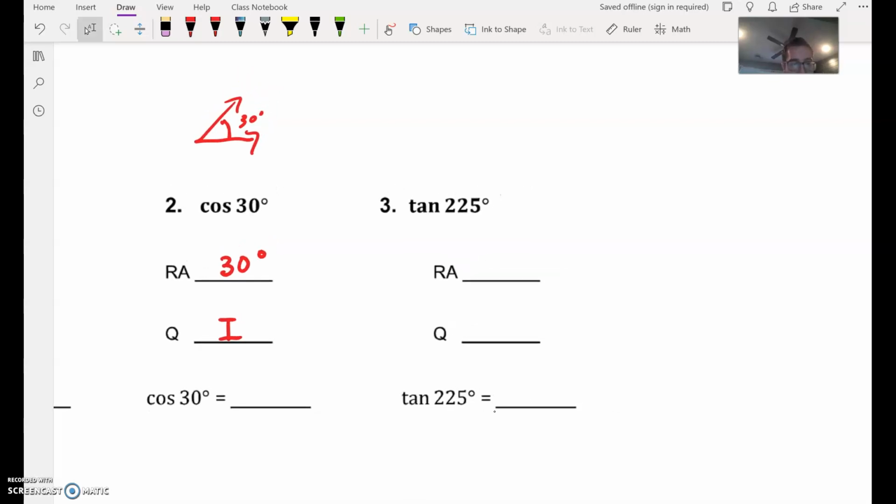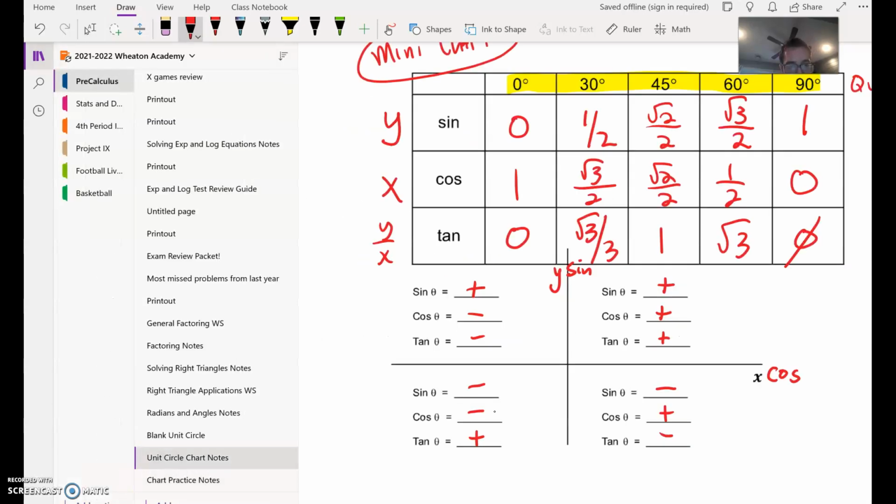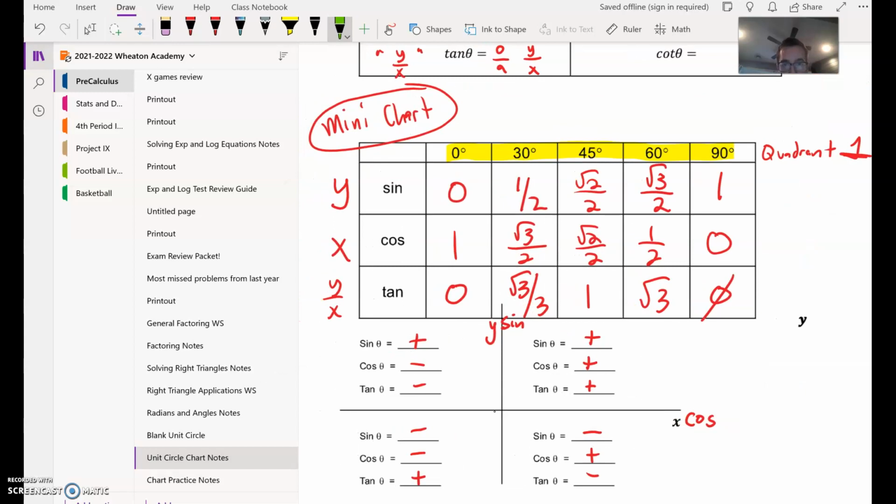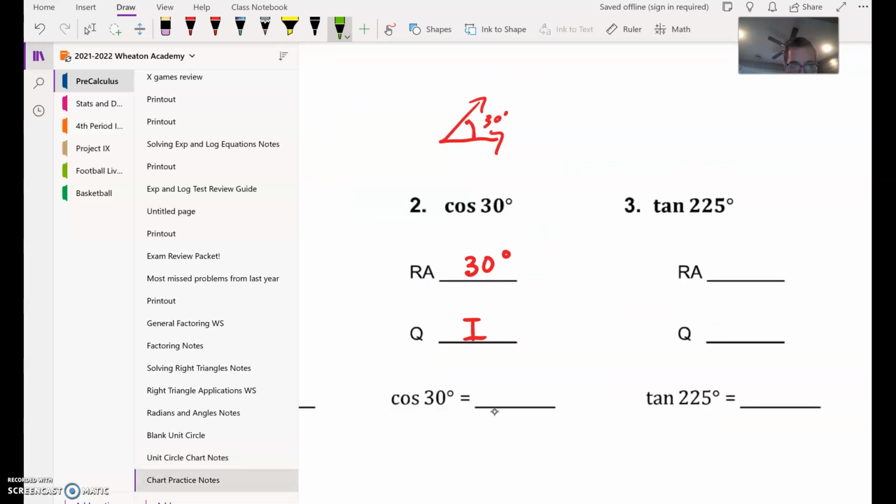So then we go to our chart. What is the cosine of 30 degrees on our chart? We look back at this. Okay, I'm switching to green. Cosine of 30 degrees, that is right there. The square root of 3 over 2. So the cosine of 30 degrees is the square root of 3 over 2. Okay, so when it's quadrant 1, it's going to be just straight off the chart. So you'll get comfortable with that.